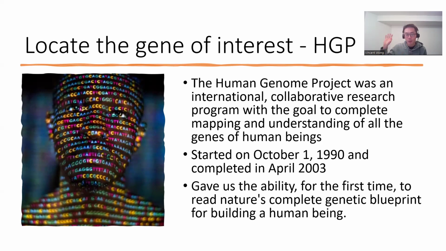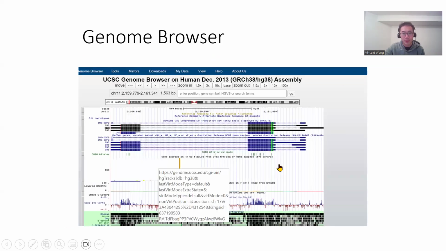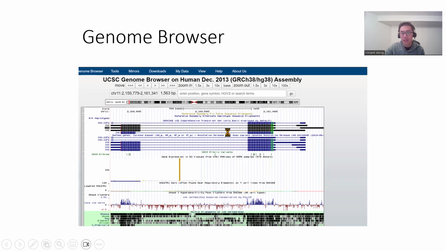All the information is available online, and it gives us the ability to read nature's complete genetic blueprint of how to build a human being. Well, not for the first time anymore. Twenty years ago it was, but now we're well into this, and it's quite established. There's something called the genome browser, which let me just click online here. Give me a second, it's coming.